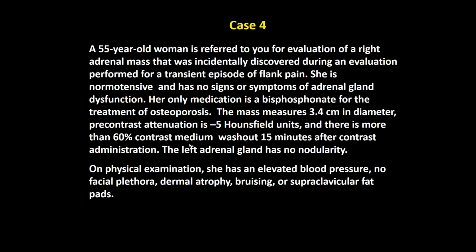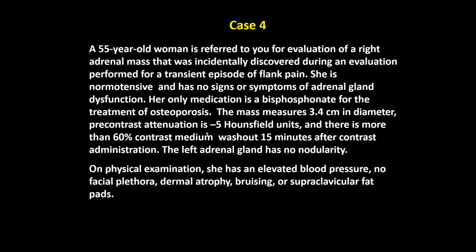Okay, so case 4 is a 55-year-old woman who's been referred for a right adrenal mass, and she's had a history of flank pain. So again, it was incidentally discovered. She was normotensive. She's got no signs of adrenal gland dysfunction. She's on a bisphosphonate for osteoporosis. The mass is 3.4 centimeters in diameter.